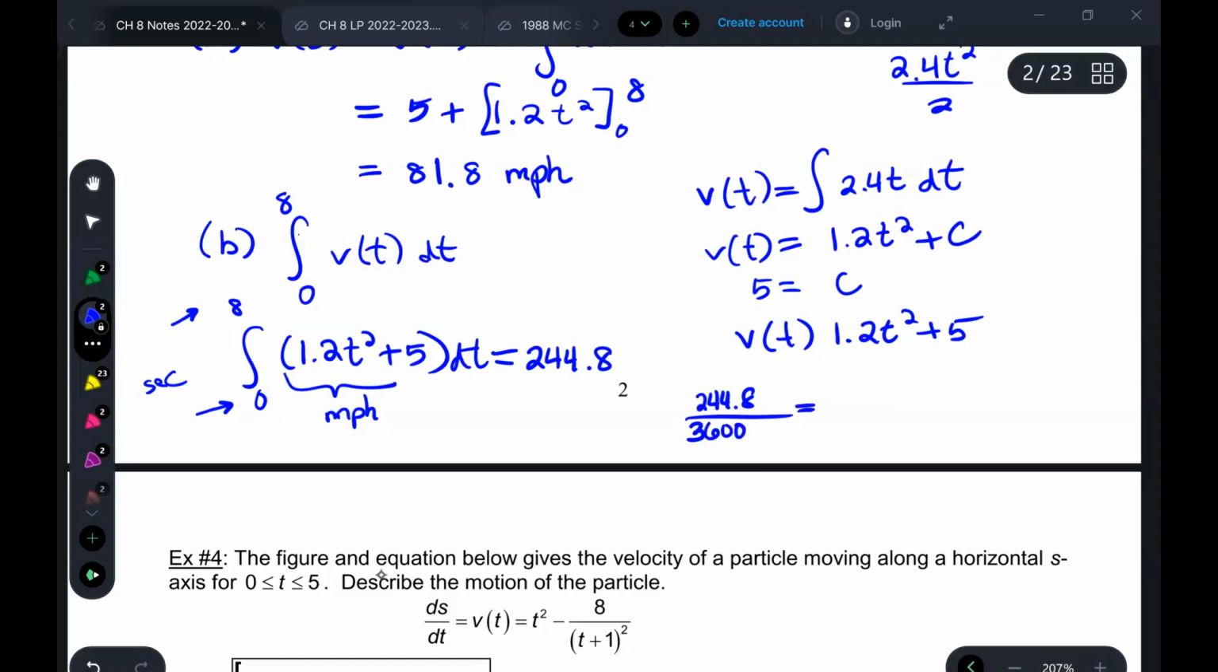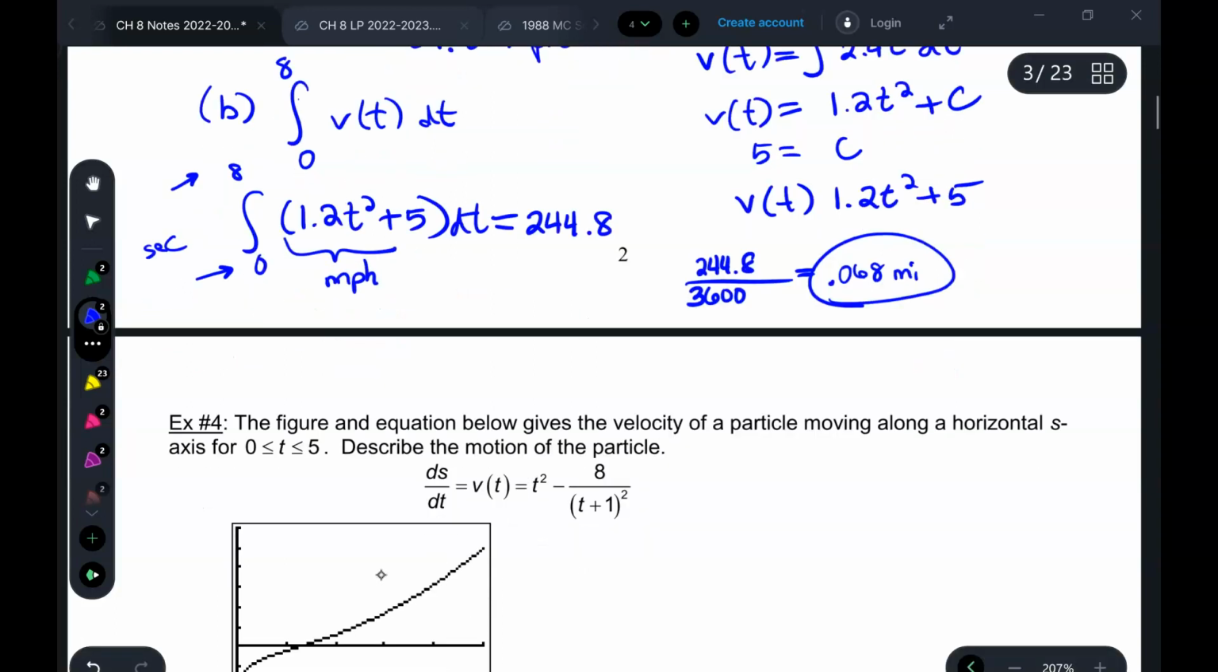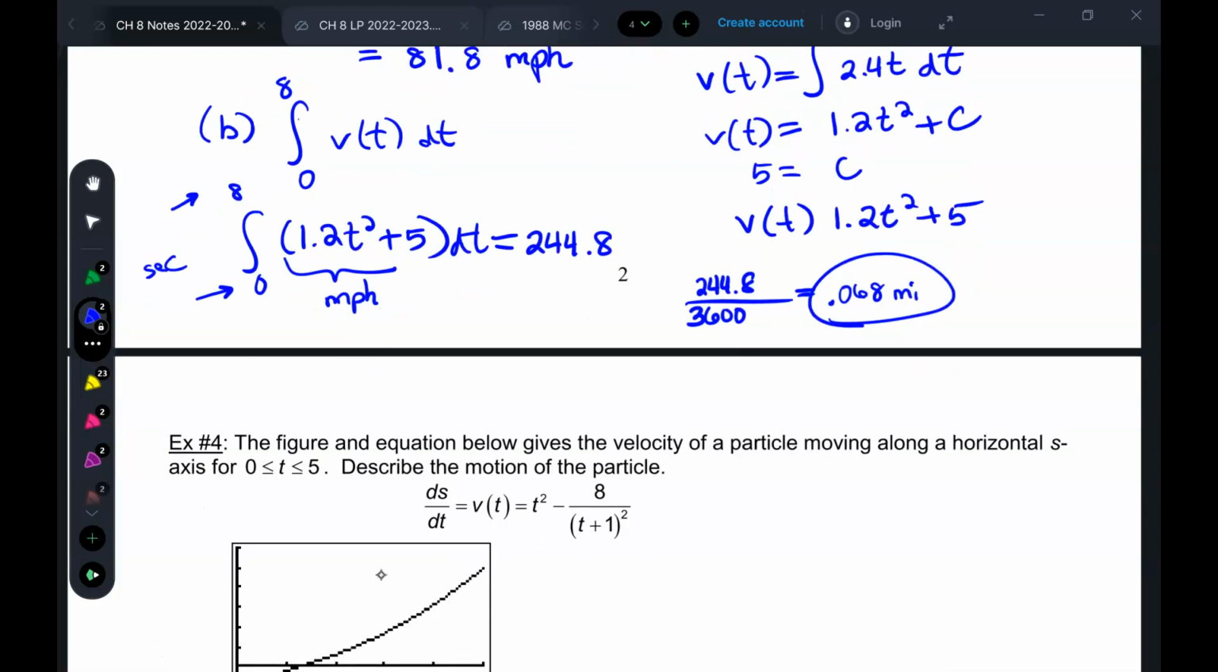What do we get? 0.068. And what are the units here? Miles. What would I get if I wanted to change it to feet? Multiply by 5,280. Well, we won't worry about it for now. They might ask for it in feet. Any questions on that one? Okay.